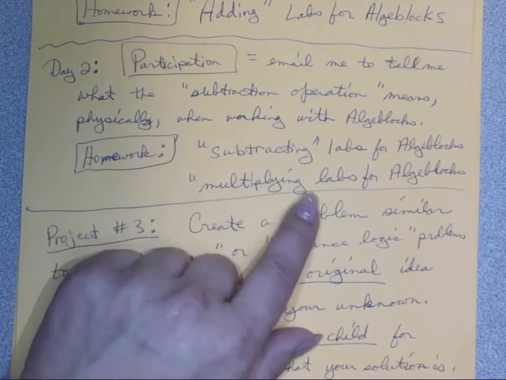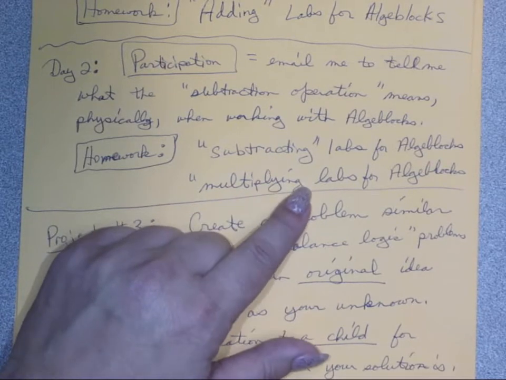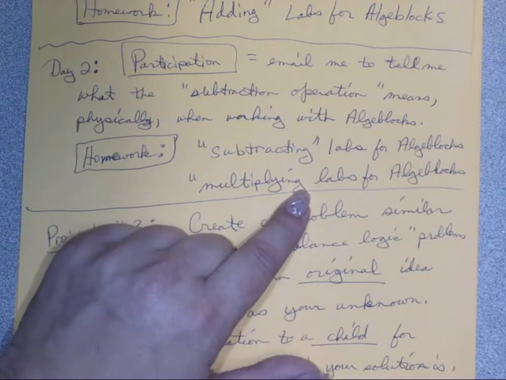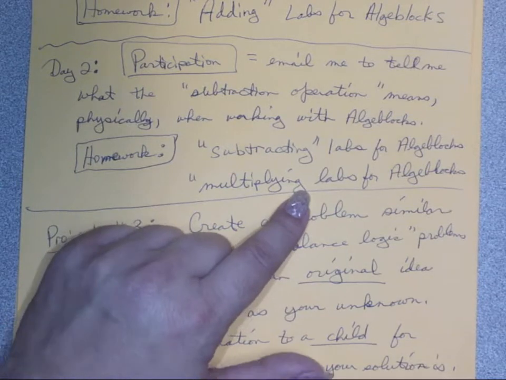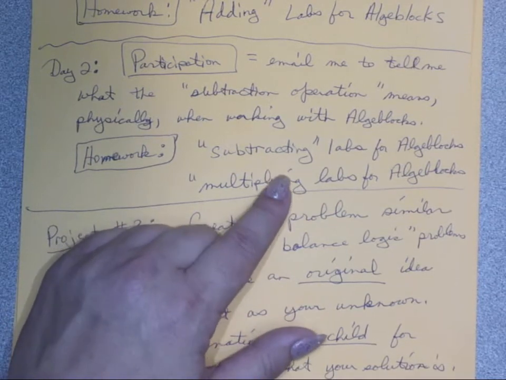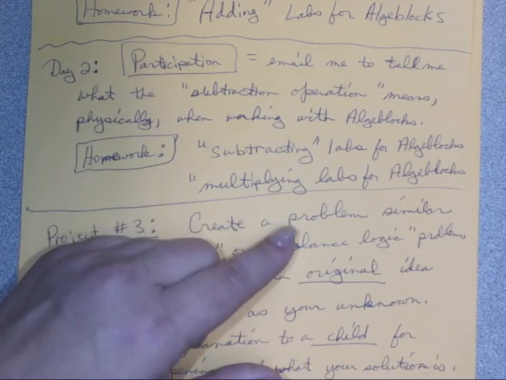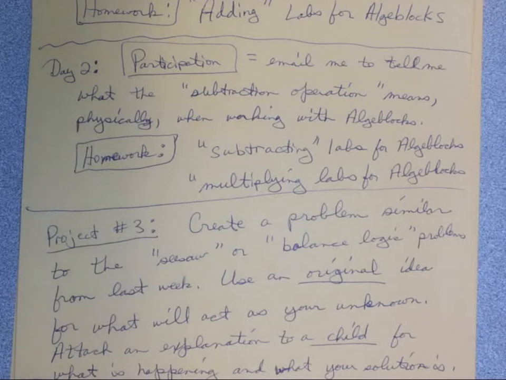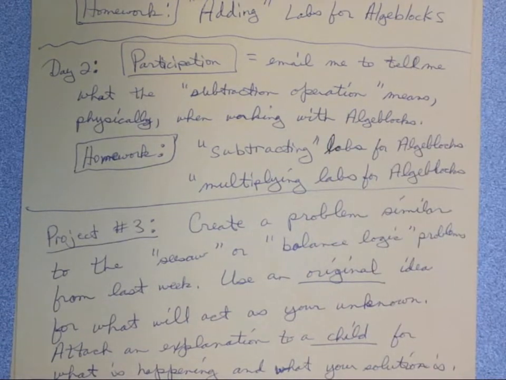And you've got 2 homeworks from this day. Sorry, we just did a lot. So subtracting labs and multiplying labs. If I get the hankering, I may circle particular problems. Those particular problems would be the ones you need to do. Then you wouldn't have to do the entire labs because they do get a little bit long. So maybe I'll do that.